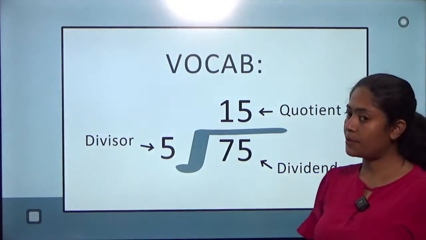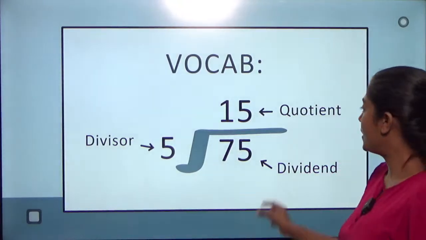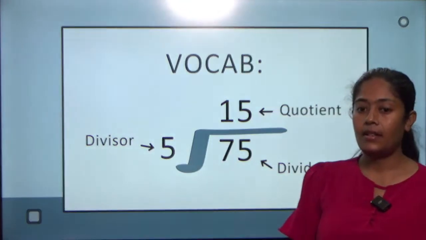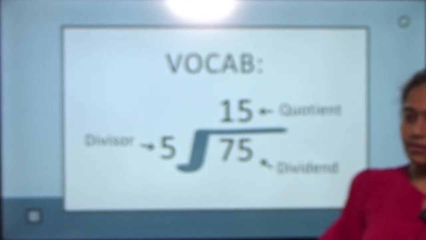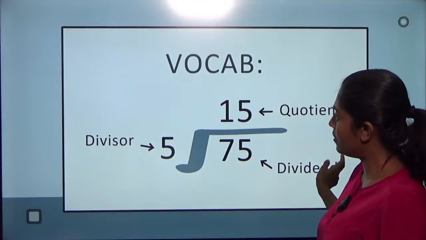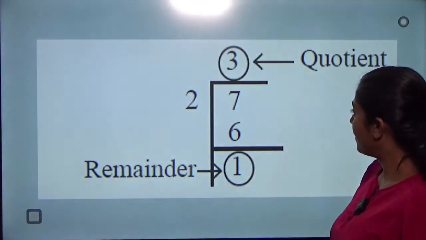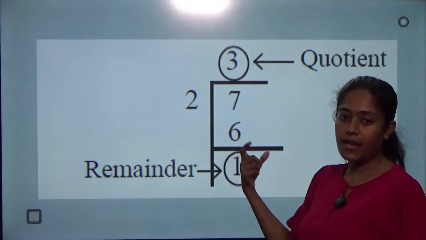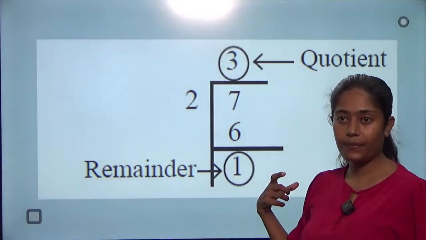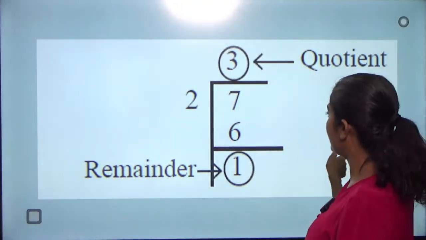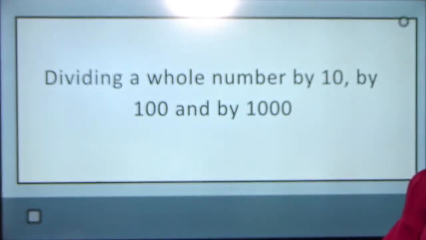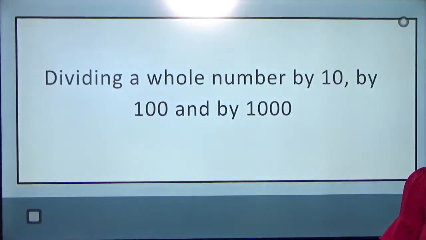These things I have explained, no? What is quotient, then divisor and dividend. I have explained those. Then remainder also I explained that day, right? This one also I have explained. From here we stopped that day, no? Yes, right. Then write down this heading: dividing a whole number by 10, by 100 and by 1000.